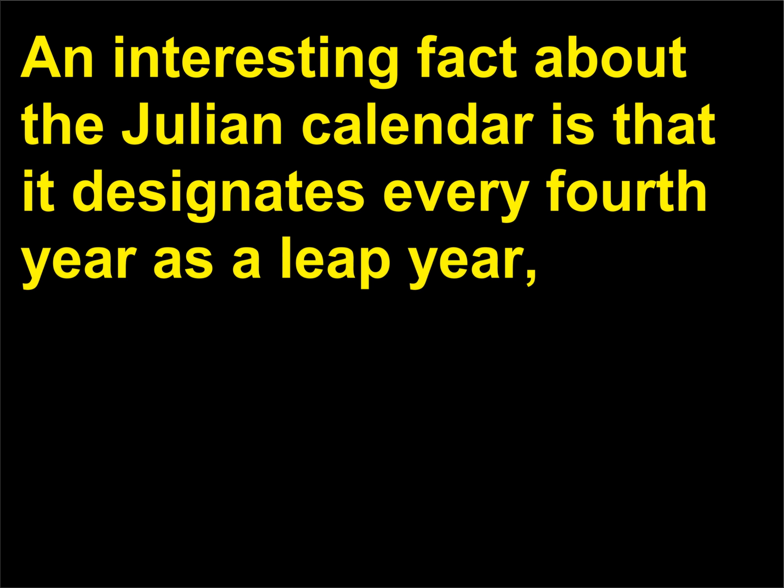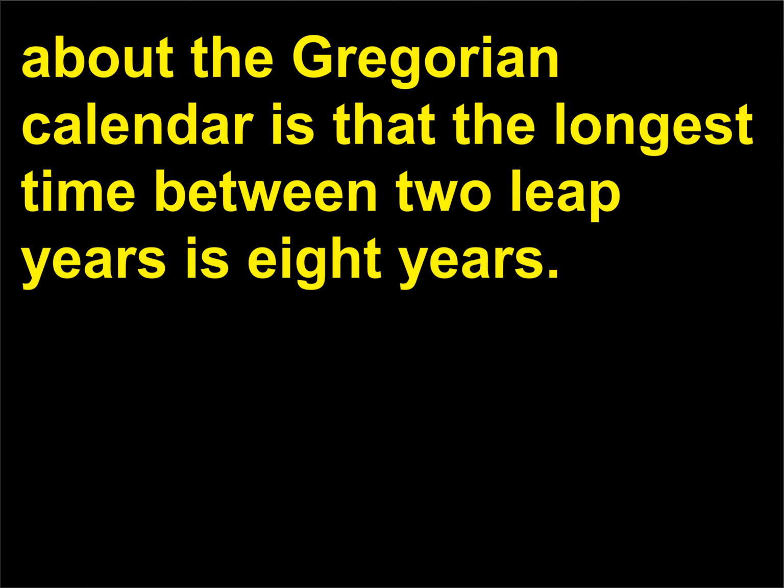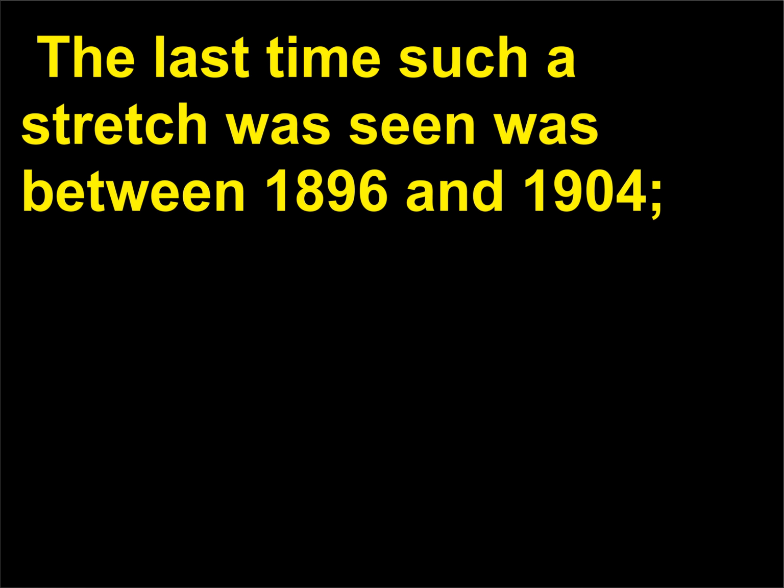An interesting fact about the Julian calendar is that it designates every fourth year as a leap year, a practice that was first introduced by King Ptolemy III of Egypt in 238 BCE. A quirk about the Gregorian calendar is that the longest time between two leap years is 8 years. The last time such a stretch was seen was between 1896 and 1904. It will happen again between 2096 and 2104.